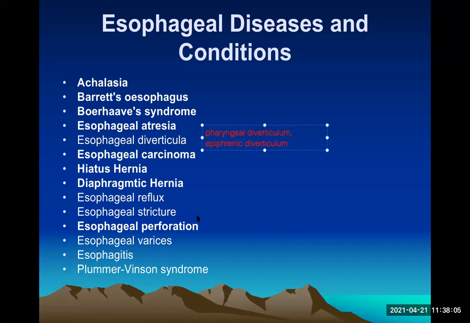Esophageal stricture means a constricted part of the esophagus. Because of the chronic inflammation in the mucosa, the lumen may become narrow. Perforation is a through and through rupture of the esophageal wall. Esophageal varices are dilated veins on the wall of the esophagus. Every student knows, 100% of the students know by now, this is a feature of portal hypertension, which may be caused by cirrhosis of the liver. Esophagitis, inflammation of the esophagus, and Plummer-Vinson syndrome.